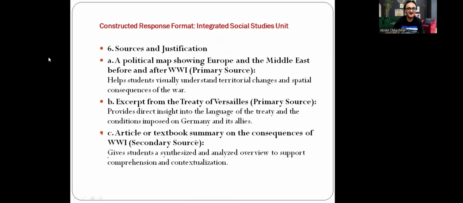6th one, sources and justification. As I said, the primary source and secondary. Primary source will be the political map showing Europe and the Middle East before and after World War. Primary source is the Treaty of Versailles. You can find it on Google. Articles and all these things will be your secondary sources. So sources and justification is to justify your topic, your objectives, the question. This is the second last step.